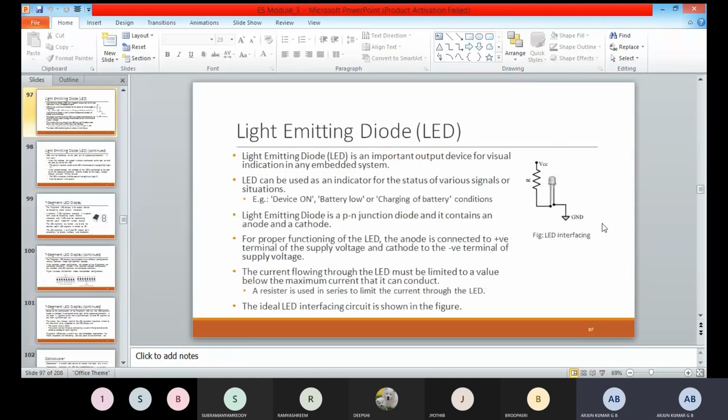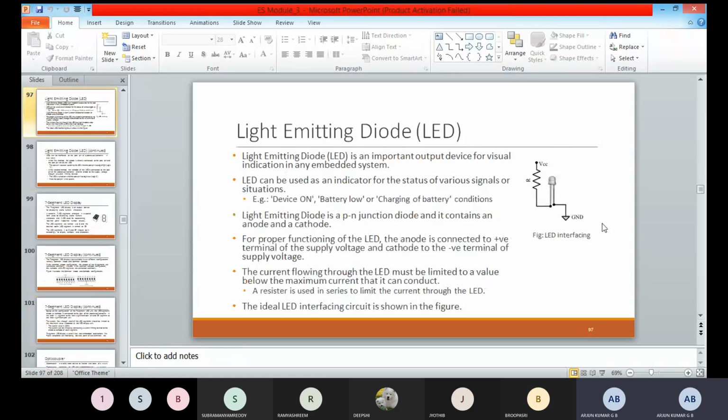One is the port pin is directly connected to the positive terminal of the LED. That's the anode terminal is directly connected to the port pin. That port pin drives the LED. And the second one is the cathode terminal directly connected to the port, and the anode terminal connected to the supply voltage through the current limiting resistance.